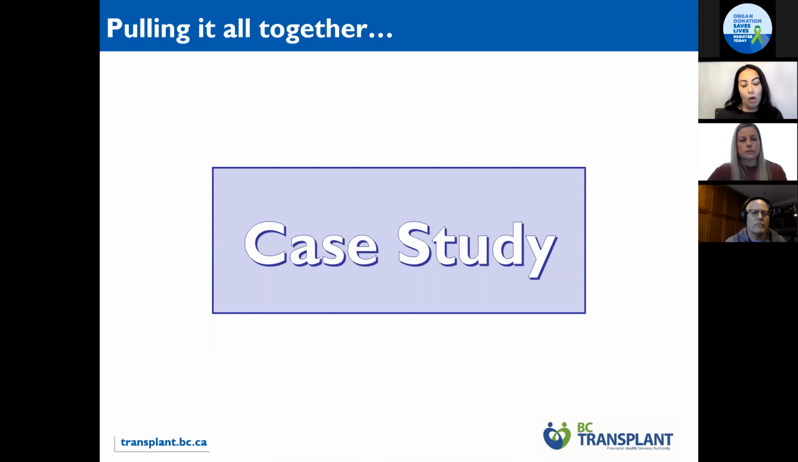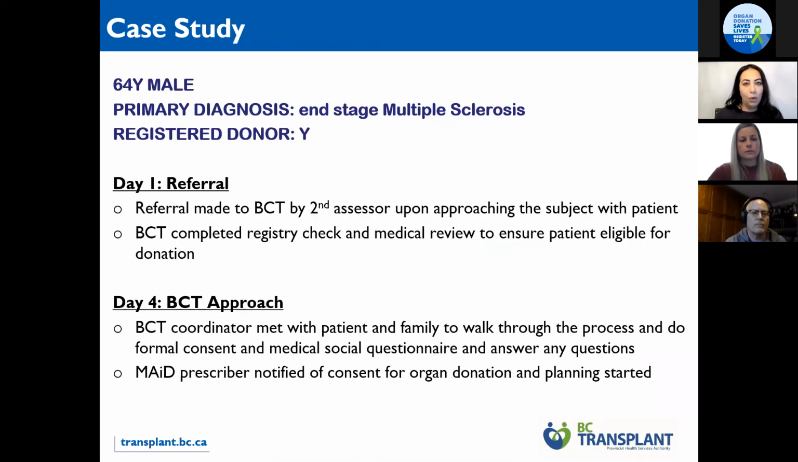So finally, just to pull all this information together, we thought we'd do a really quick review of a case study of a real case. So this was a 64-year-old male, primary diagnosis of end-stage MS. So day one, patient was referred by the prescriber. Upon approaching the subject with the patient, which actually worked out quite well because it turns out that this patient was actually registered. So he had already had a pre-existing wish to be a donor. So it had been brought up to him, which is fantastic.